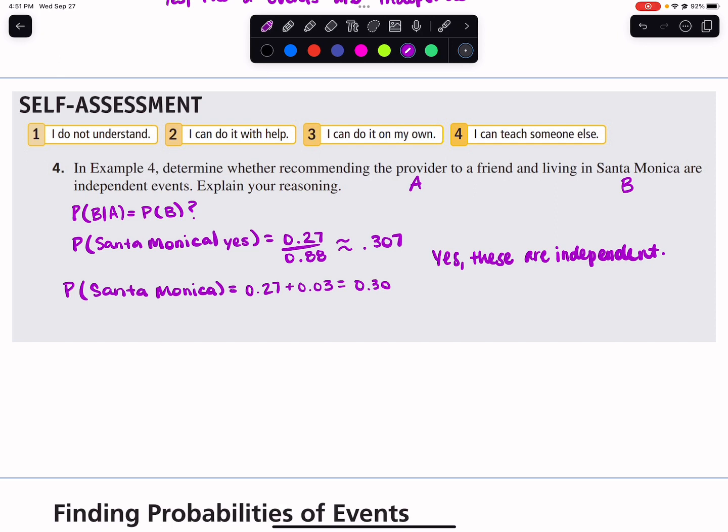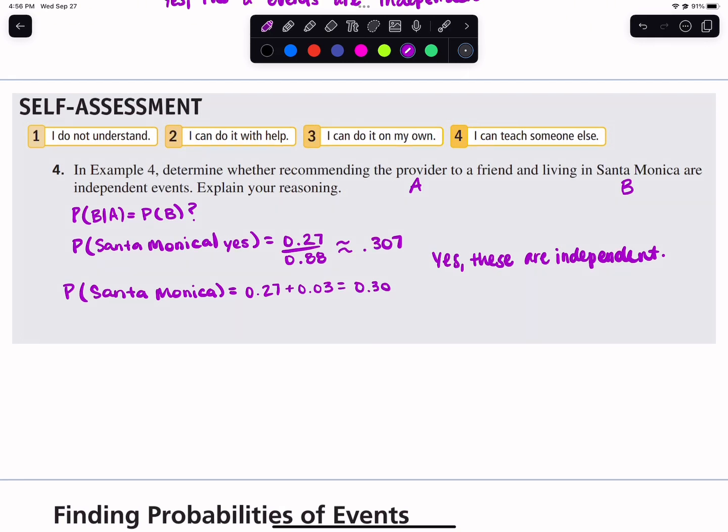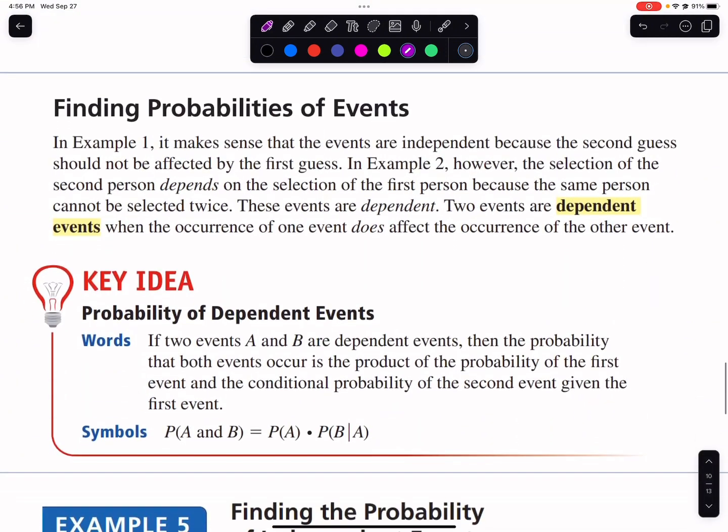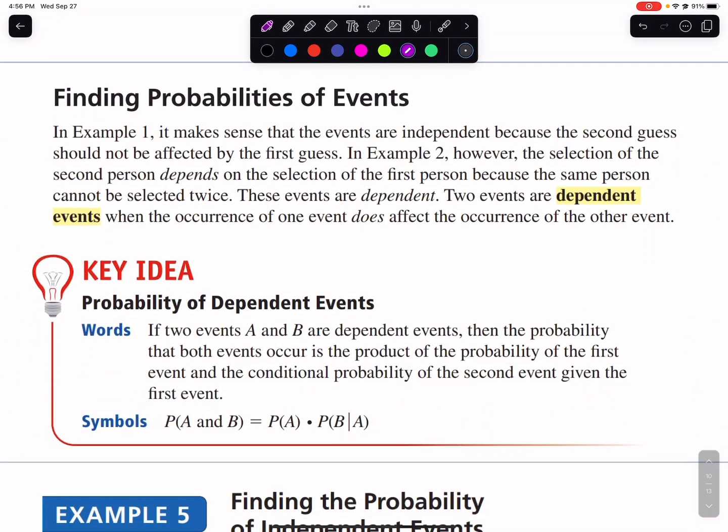All right, so that is all for determining whether two events are independent. Once you have determined if two events are independent or dependent, the next thing we're going to do is find the probability of independent events. If you think about it logically, you can make sense of whether something is independent or dependent a lot of the time. Like in example 1, it makes sense that they're independent because if you are guessing on a test, your second guess is not affected by your first guess.